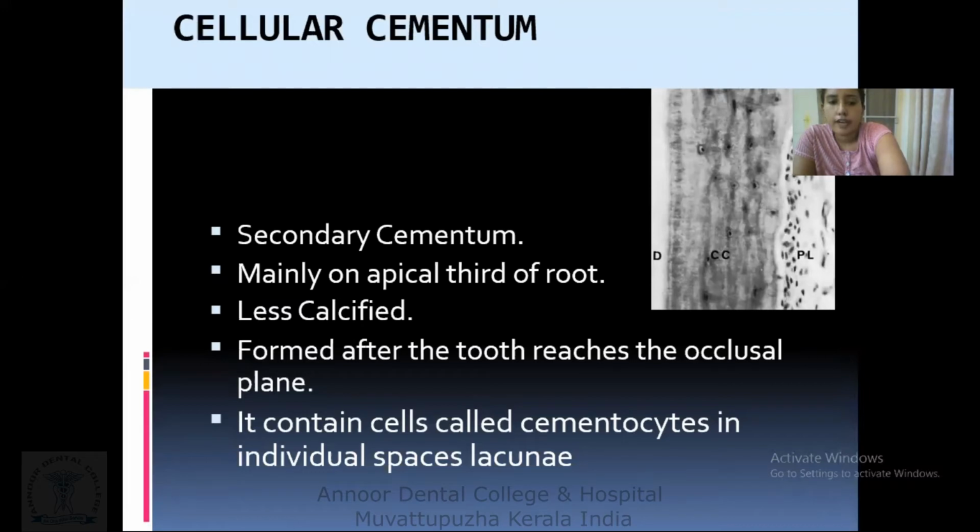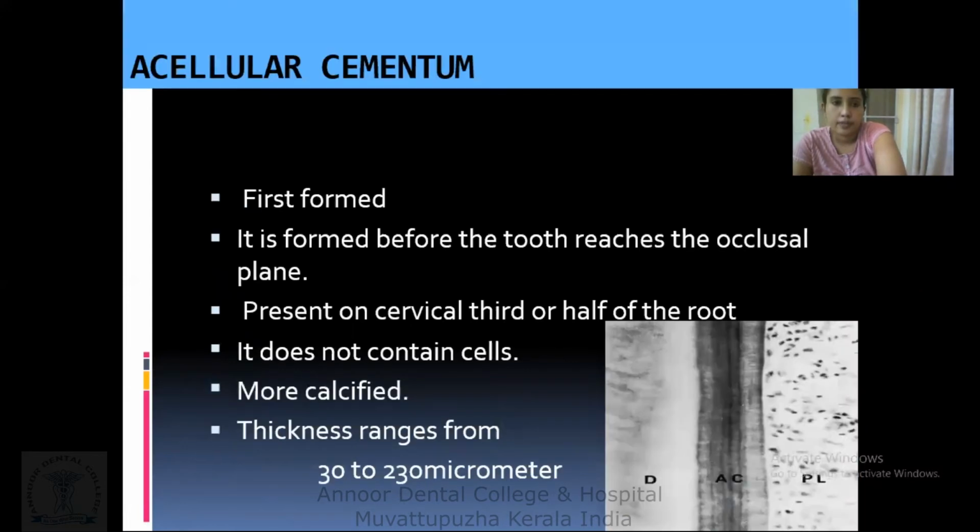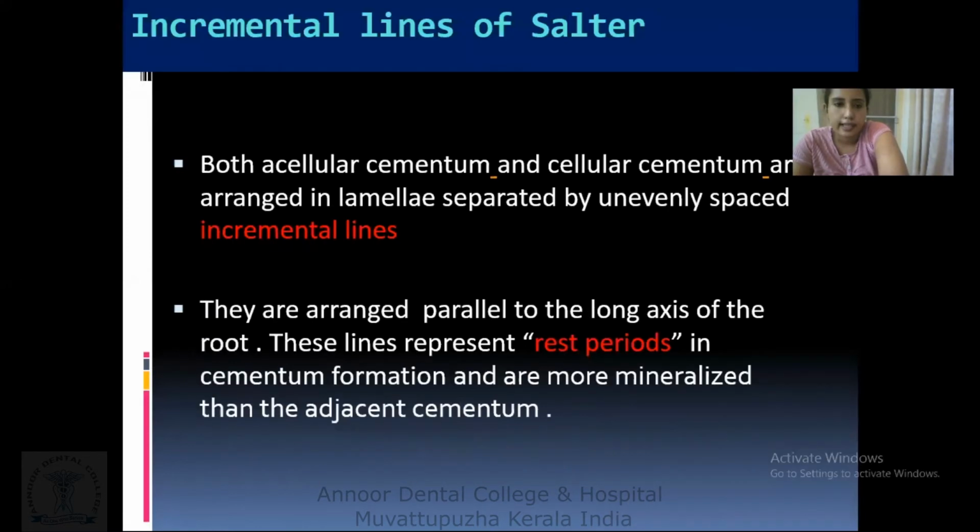Now, we have already discussed this, but I'll just go through it fast. Cellular cementum is a secondary cementum, and mainly it is present at the apical third of the root, and this is less calcified and formed after the tooth reaches the occlusal plane, and it contains cells called cementocytes. Now, acellular cementum is the first form. It is formed before the tooth reaches the occlusal plane and present at the cervical third or half of the root, and it does not contain any cells.